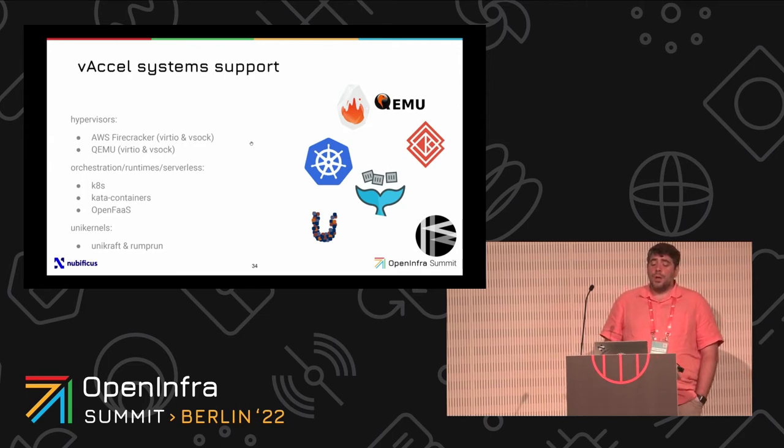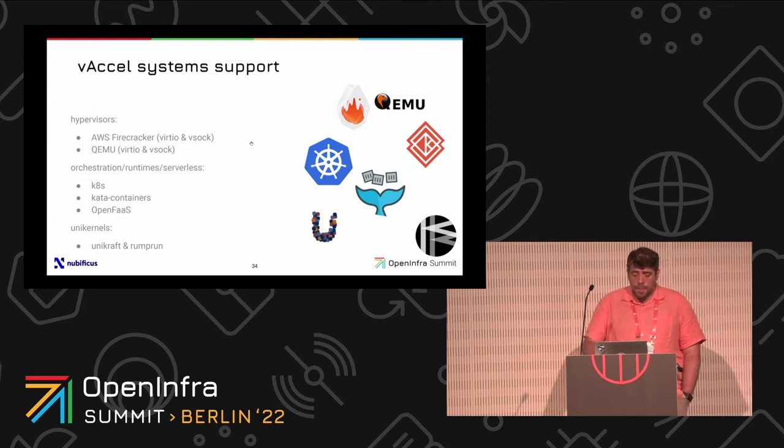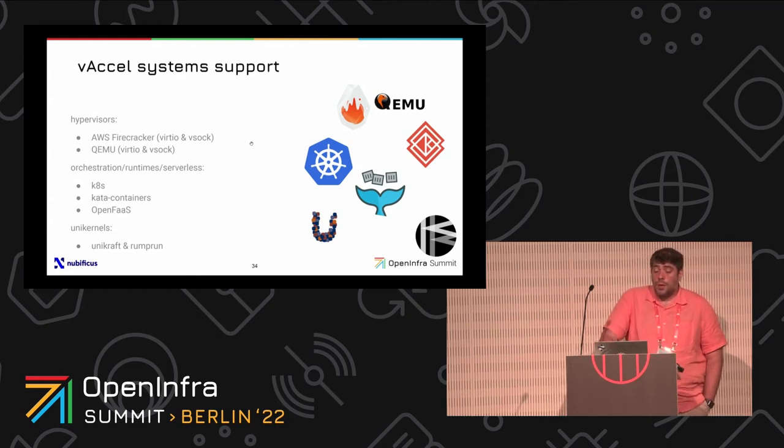In terms of orchestration and runtimes, we support Kubernetes through Kata containers. We have tried OpenFaaS, works fine. We have also support for unikernels. We have tried Unikraft, Rumprun. We're in the process of trying OSv.